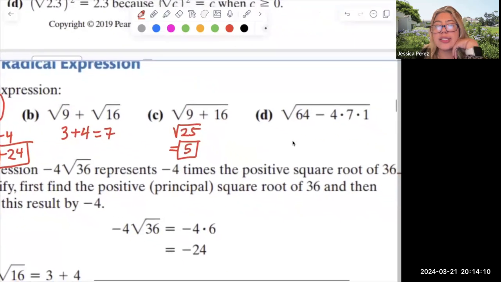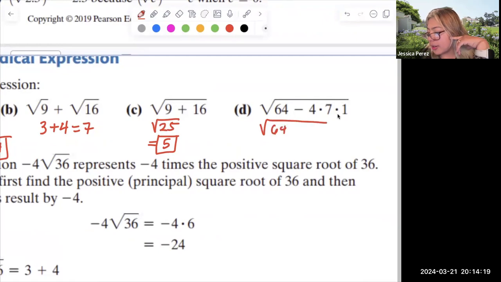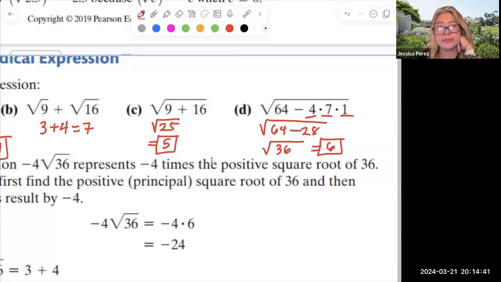The next one, now look at the order of operations. So see how I have a 64 minus a 4 times 7 times 1. So the square root says 64 minus, now I multiply 4 times 7 times 1. That's 28. So what's 64 minus 28? 36. So what's the square root of 36? That's 6.